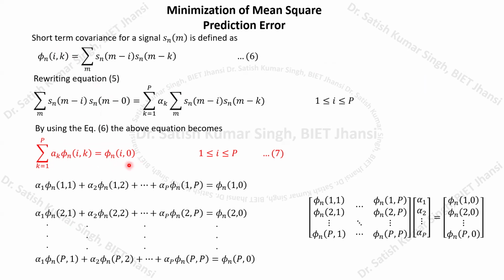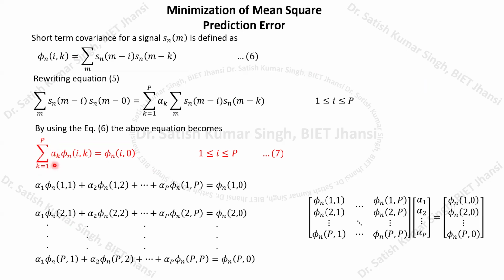For this equation, the range of i is from 1 to p, right? So obviously this equation reflects p linear equations. There is a set of p different linear equations. If you expand this summation over k, then obviously this term will become, please make this correction, this is not a k, it is alpha k.